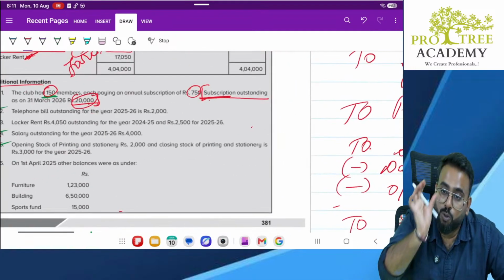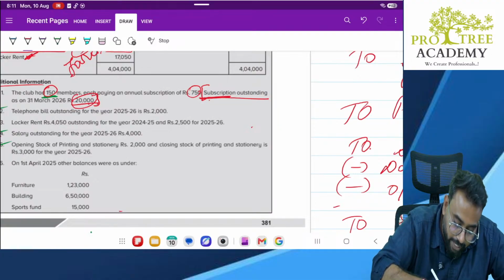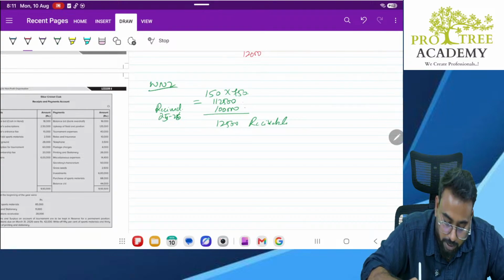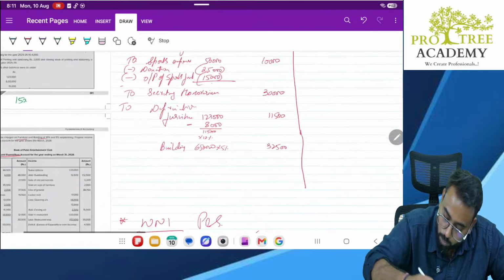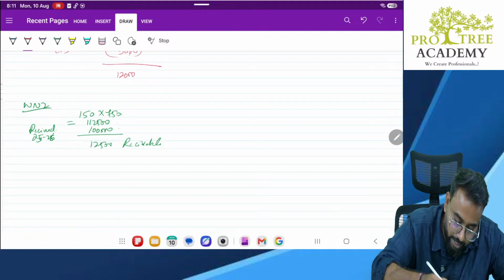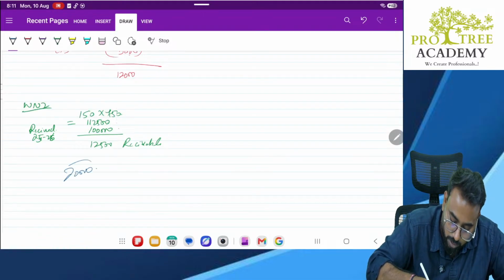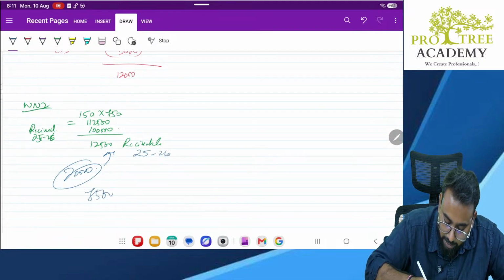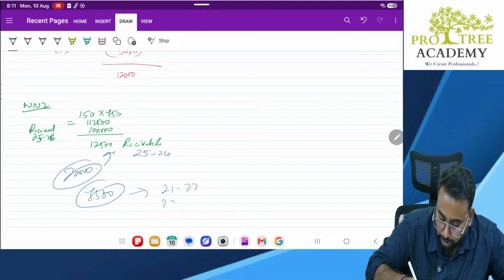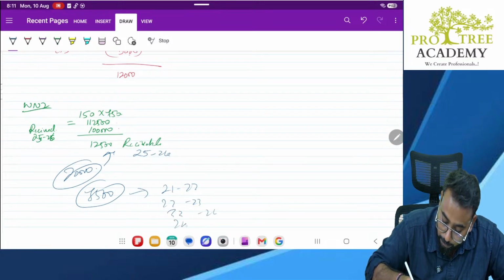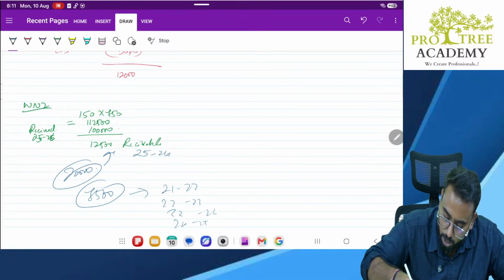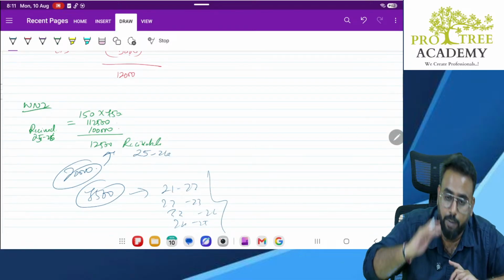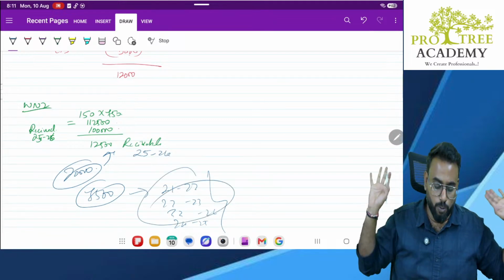That is why, to ensure that we are taking the correct amount, we did this 150 into 750. Our answer was 1,12,500, out of which we have received 1 lakh here. Correct or no? So what is remaining to be received? 12,500. That means out of 20,000, 12,500 is receivable for 25-26. So the remaining 7,500 might be for 21-22, 22-23, 23-24, 24-25. We don't know. Out of these years, any year it can be. Out of 20,000, 12,500 belongs to 25-26. The remaining 7,500 belongs to any year which we don't know.